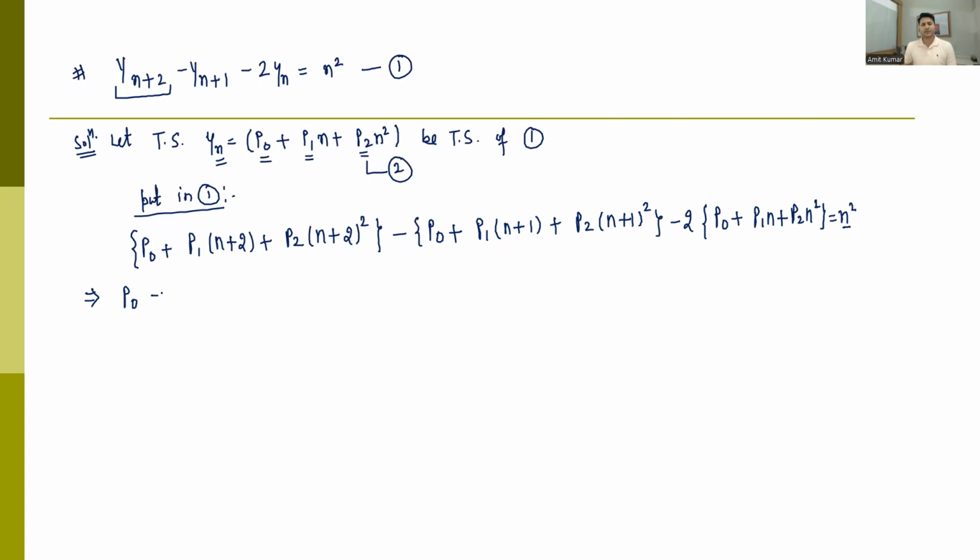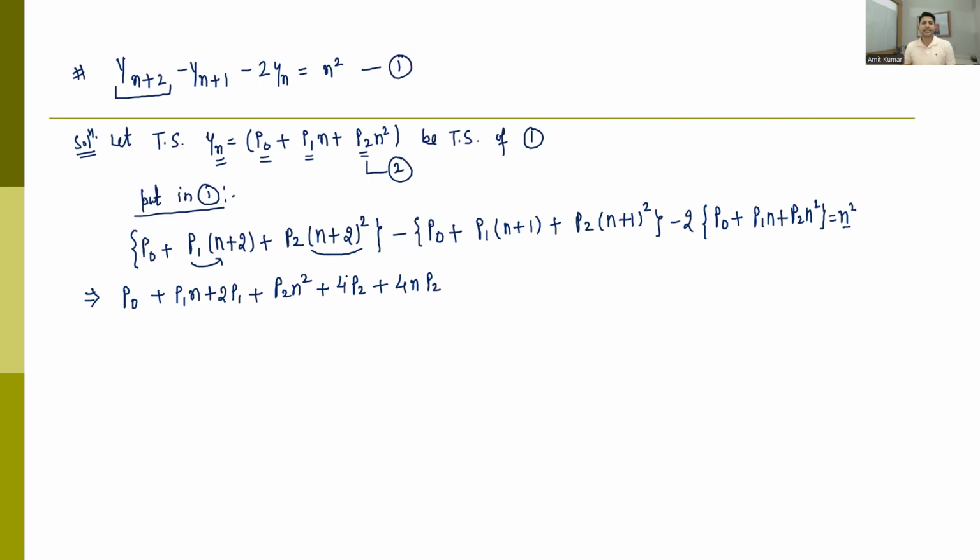This is your P0 plus, taking P1 inside, P1 times n plus twice of P1 plus, this is n plus 2 whole square. So first open the whole square and multiply by P2. a plus b whole square: a square means n square, and I am parallelly multiplying it by P2, plus b square, that is 4 times P2, plus 2ab. So 2 into 2, 4, 4n times P2.